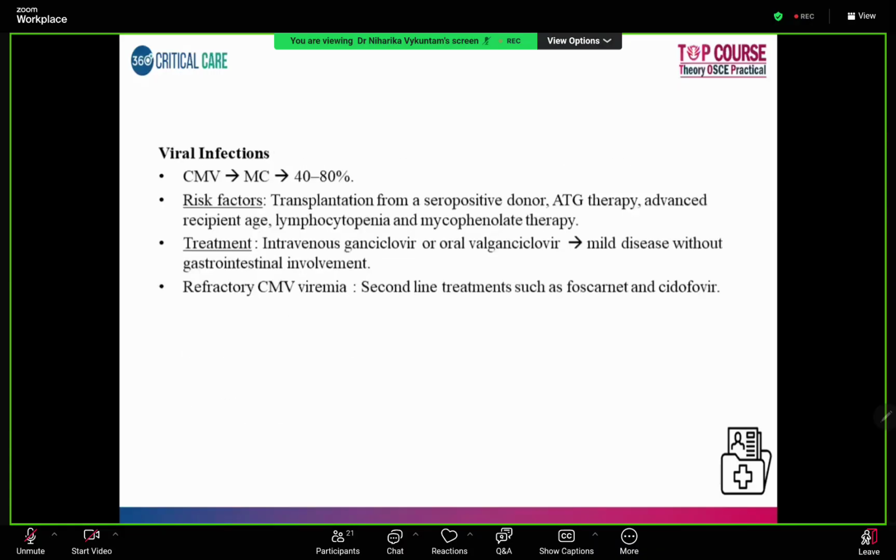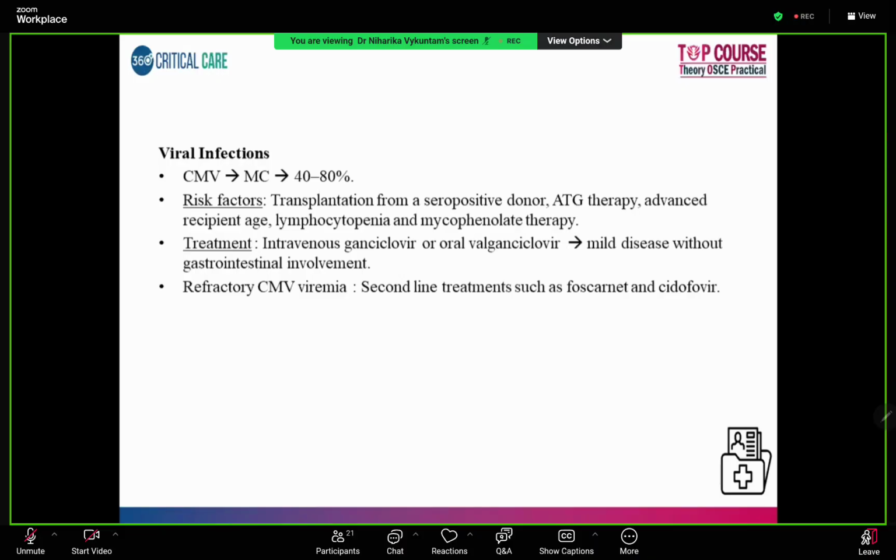Now, viral infections, as I told, the most common would be the CMV. The incidence is around 40 to 80% in the kidney transplant recipients. What are the risk factors? If the transplantation is done from a seropositive donor, or if the patient is on anti-thymoglobulin therapy, if the recipient's age is advanced, that is more than 60 years, or if the patient has a lymphopenia and is on mycophenolate therapy, these are the risk factors for CMV infections in these patients.